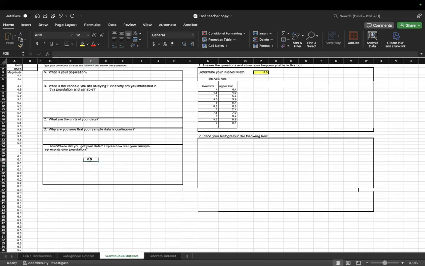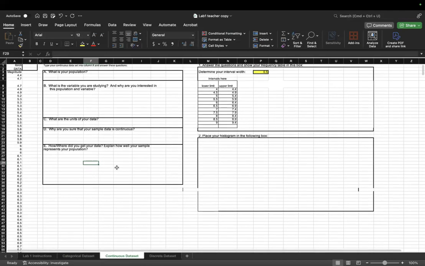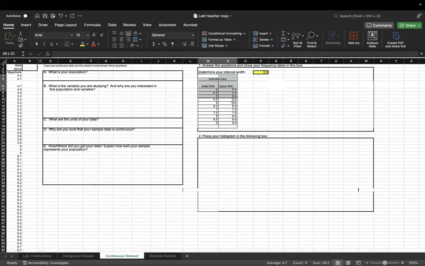Where did you get your data once again? I want to know where you got your data. If it's a website, give me either the website name or the URL. If you polled friends on Facebook, tell me that you polled friends on Facebook, whatever.